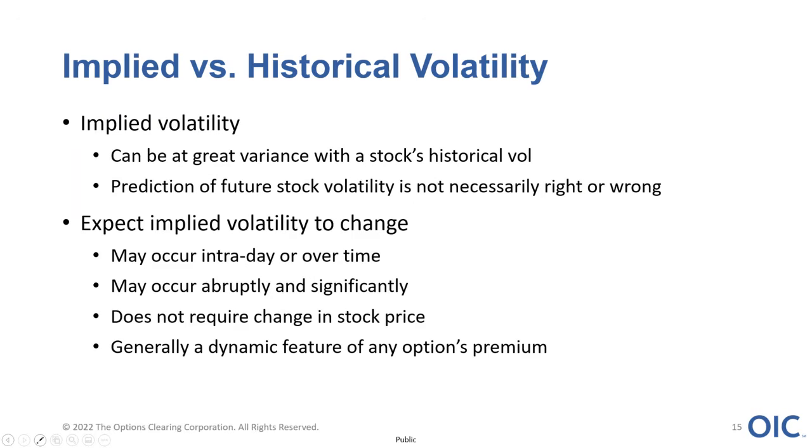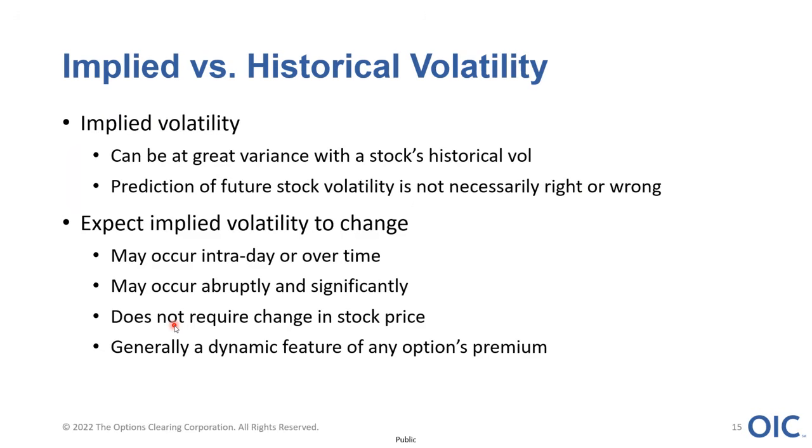Now, the other one is an implied number. Implied meaning that it's a prediction of future stock volatility. And if you think about what those two things are really saying, you can really start to conceptualize how far away from each other those two metrics can really be. You've got one that is just the history of price, and you've got one that is really a forecast for what's about to happen. And so those two things can be totally disparate as far as levels are concerned. What you should expect with volatility, and particularly implied volatility, is it is dynamic, and you should expect it to move around. It can move intraday, it can move intra-minute, it can move intra-second. It can happen abruptly, it can happen significantly, and it does not always require a change in the underlying stock price for the implied volatility of the options to change.